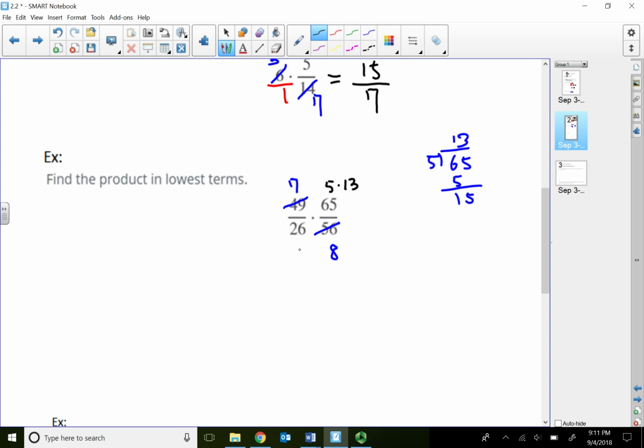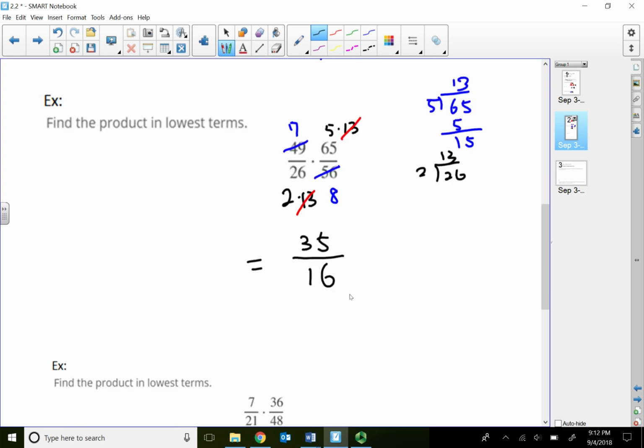Now I notice 26. If I use prime factorization with the prime number 2, or divisibility by 2, I know 2 can go into 26 13 times. So this 26 down here is basically saying 2 times 13. So the top 13 and the bottom 13 can be reduced. You can never reduce bottom with the bottom. It has to be top with the bottom. So what I'm left with is 7 on top, 5 on top, 2 in the bottom, 8 in the bottom. If I multiply them side by side, 7 times 5 is 35 over 2 times 8 is 16. Since I could not reduce any more before I multiplied, this cannot be reduced again.